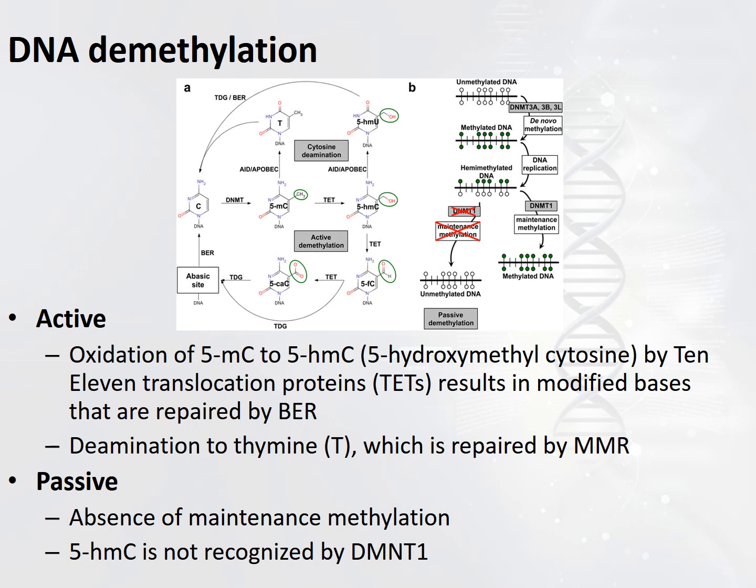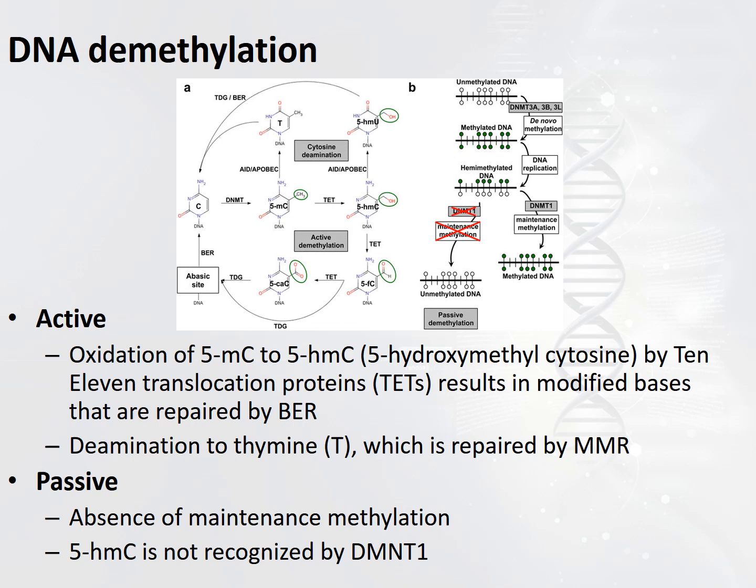Another option for active demethylation is to basically just deaminate 5-methylcytosine to thymine, which will be excised and replaced by an unmethylated cytosine by mismatch repair. These mechanisms are both very controversial among scientists as they do not necessarily agree on all the specifics of the process. However, passive demethylation is generally agreed on.